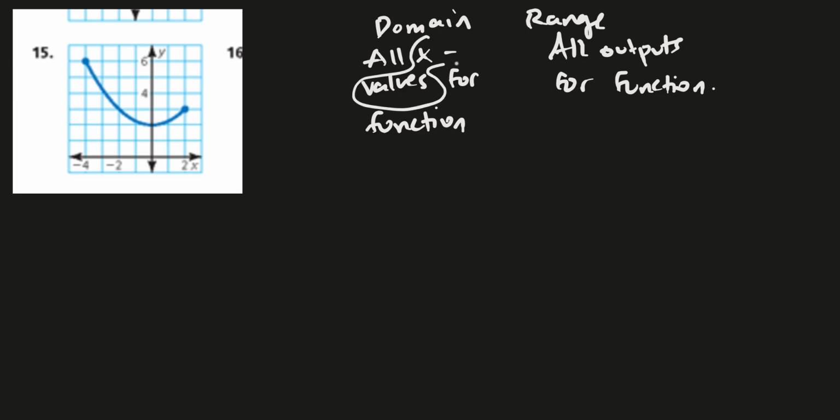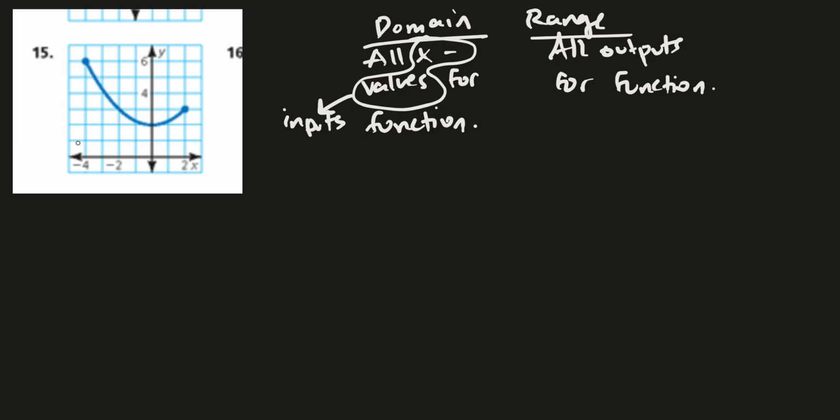I said x values here, but essentially these are inputs for the function. So that's essentially what a domain and a range is. So domains are all the x values, or the inputs for the function, and the range is all the y values, or the outputs for the function.